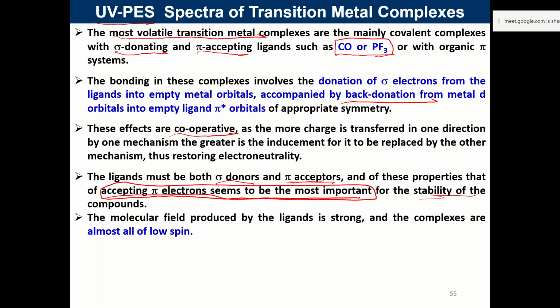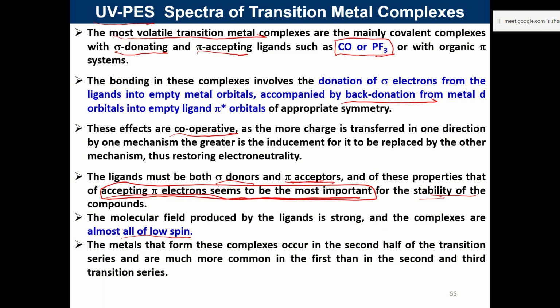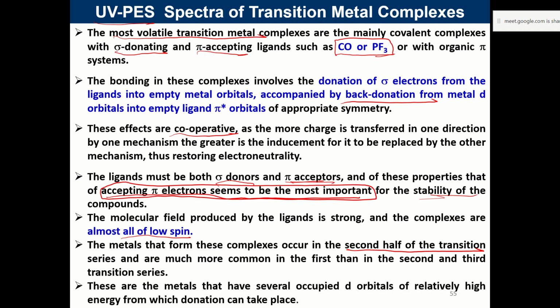So all these compounds that are formed with CO, PF3, all are low spin, that we know. So such metals in the second half of the transition series are found to form better complexes with these ligands, and in these metals in the second half you have several occupied d orbitals, relatively high energy, from which donation can happen.